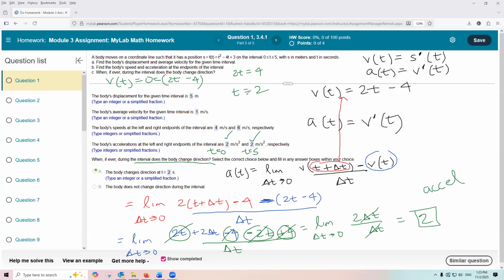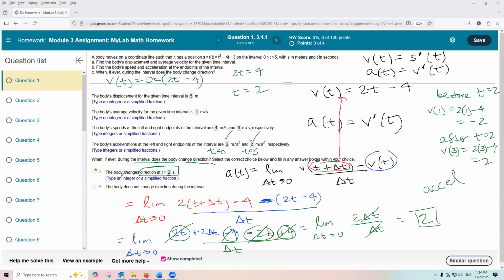Let me check that the velocity really does change sign before 2 and after 2. So before t equal 2, I'll just pick, let's say t equal 1 as an example. v of 1 is 2 times 1 minus 4. That's a negative 2. Let's do a check after t equals 2. Let's say v of 3. That's 2 times 3 minus 4. That's positive 2. So yes, the velocity changes sign before 2 and after 2. So that means it does change direction at t equal 2.